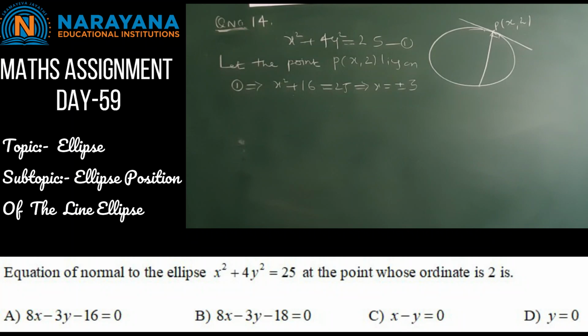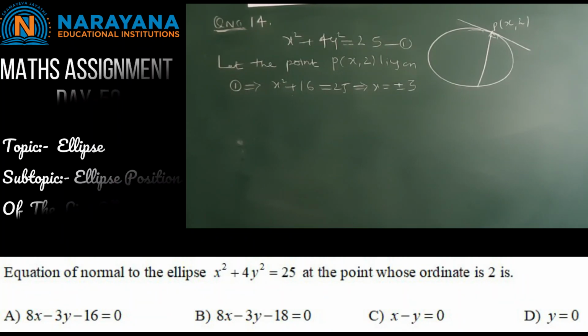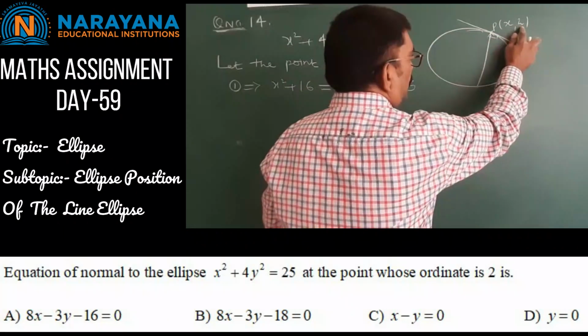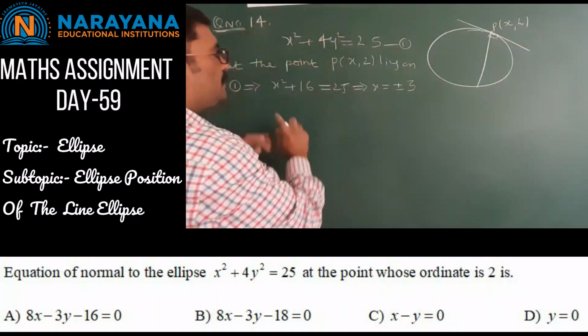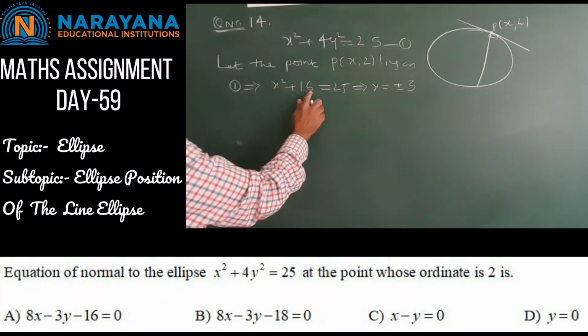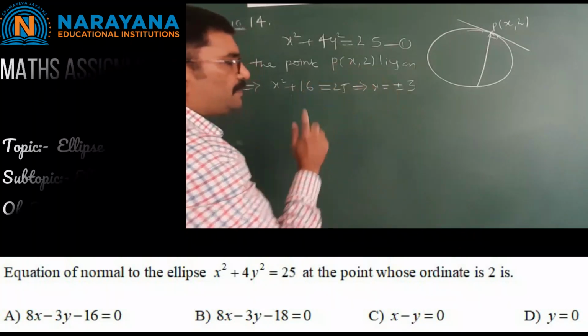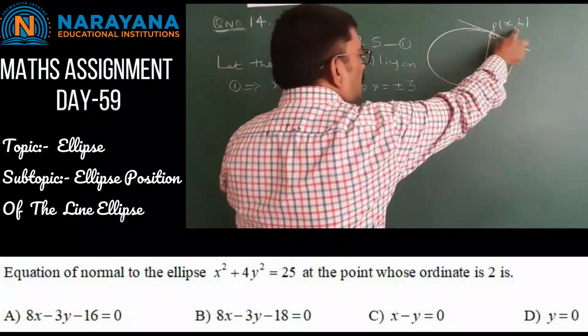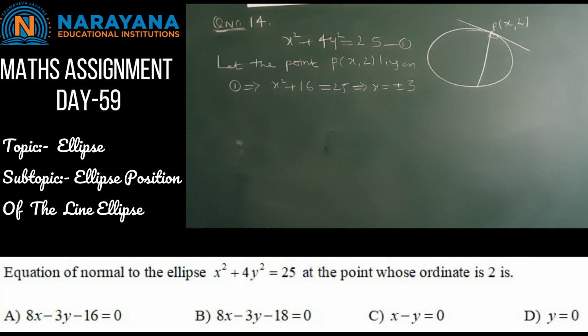14th, the equation of normal to the ellipse x square plus 4y square is equal to 25 at the point whose ordinate is 2. I take the point as (x, 2). This lies on this ellipse. So x is x and y is equal to 2. This becomes x square plus 16 is equal to 25. Later we get x is equal to plus or minus 3. Verify the options. You put this as (3, 2). Find the equation of normal. That gives the required answer. Or else substitute (3, 2) in the given alternatives. That gives the required answer.